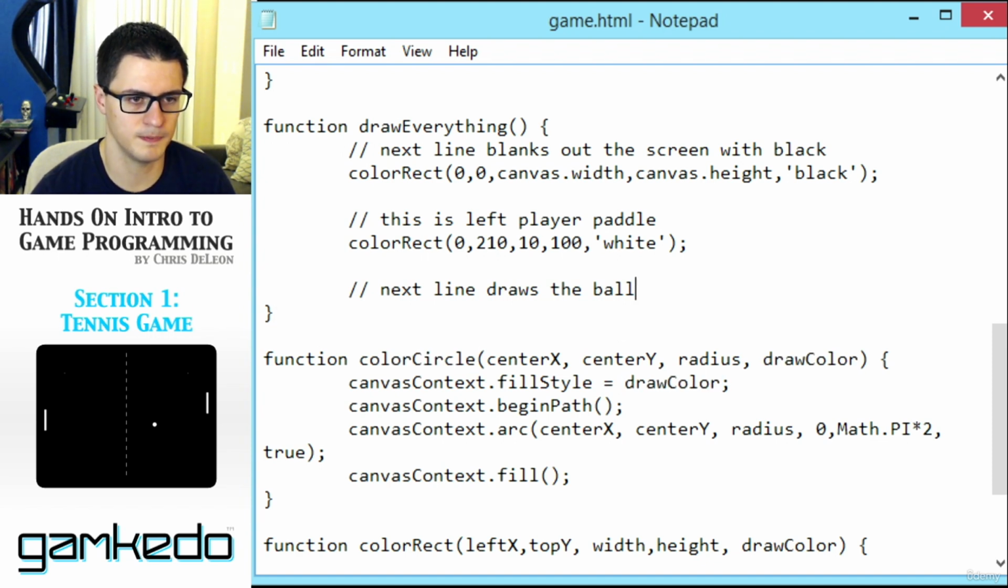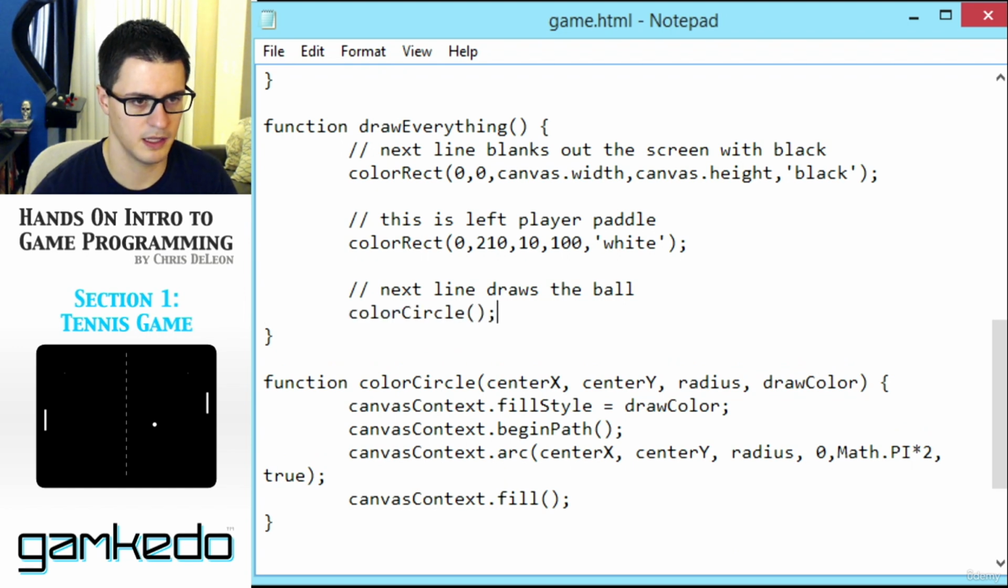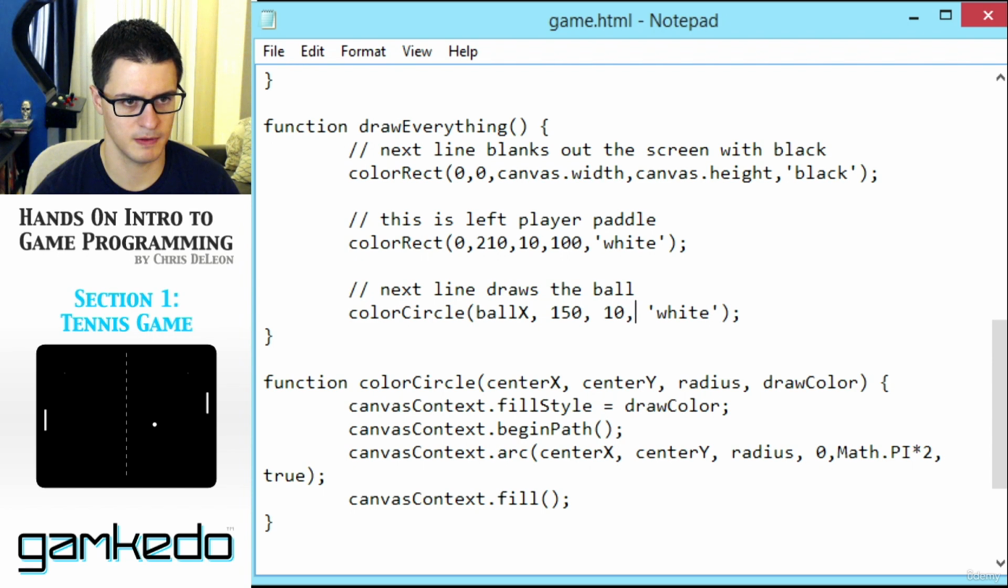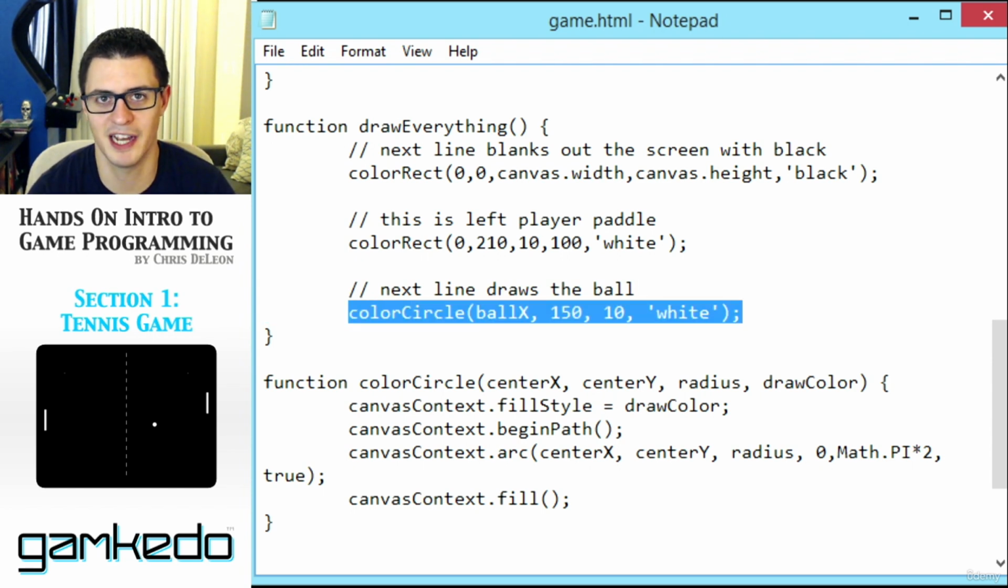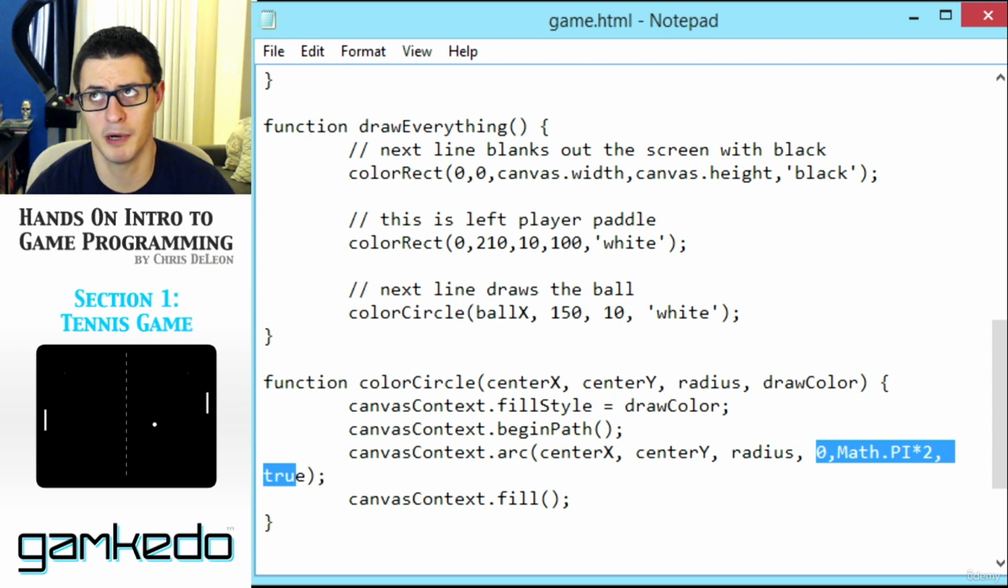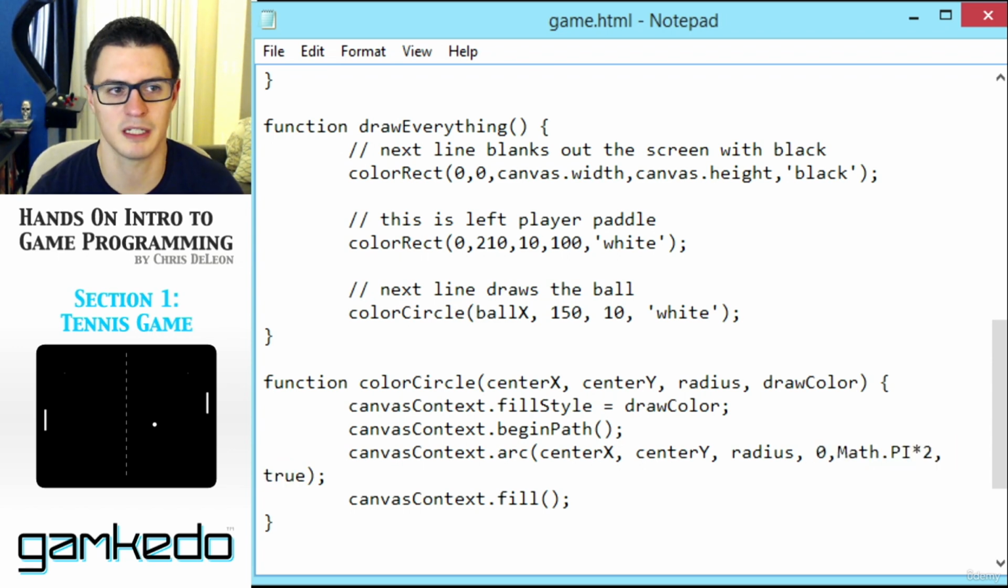Now for drawing the ball, I can just have a single line that says at ballX, position maybe 150 Y, make a white circle. We didn't give it our radius. Radius of 10. What's nice is that now that we've figured out here's how to draw a circle, we don't ever have to look inside this function again. We don't have to worry about it. We also didn't have any reason to replace this 0, Math.PI times 2, or true with parameters because we don't want to change those when we draw a circle. We always know what those are going to be when we draw a circle. So we've made a helper function now for drawing a circle as well. Makes that a little bit cleaner and easier to deal with.